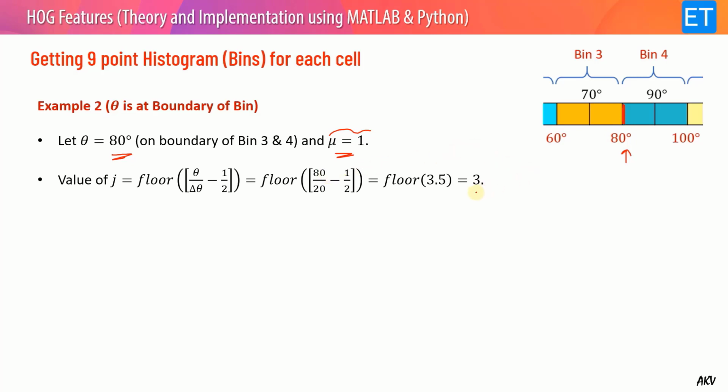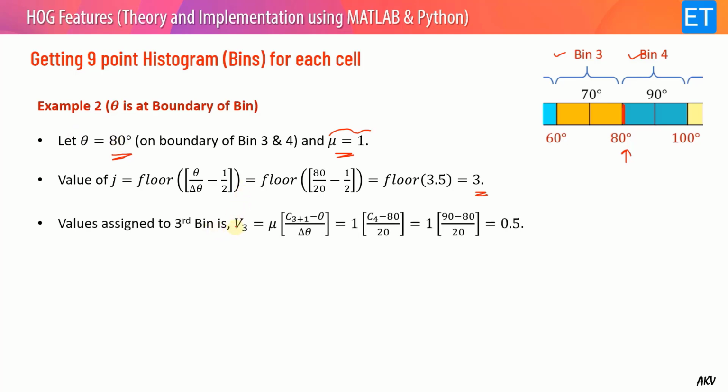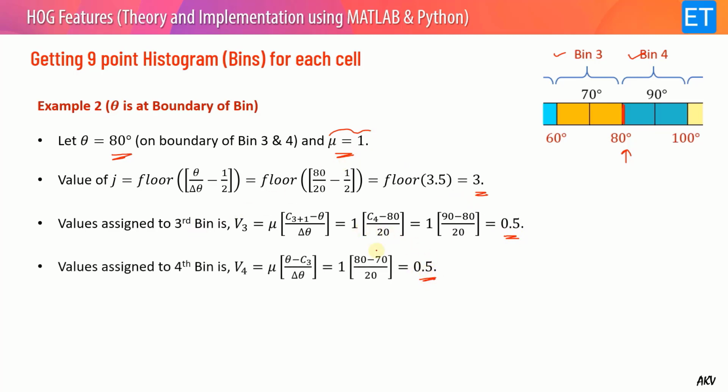Of course, j will come out to be 3. So it means bin 3 and bin 4 will be modified for this angle, 80. The corresponding value assigned to bin 3 will be found by this equation: mu times (c4 minus theta) upon delta theta. Here you can see there's a c4. What is c4? That is 90, the center of bin 4. So (90 minus 80) upon 20 is 0.5. It's quite obvious that the other value will also be 0.5. So 0.5 is assigned to the third bin and 0.5 is assigned to the fourth bin.